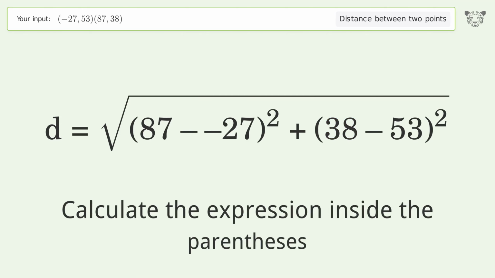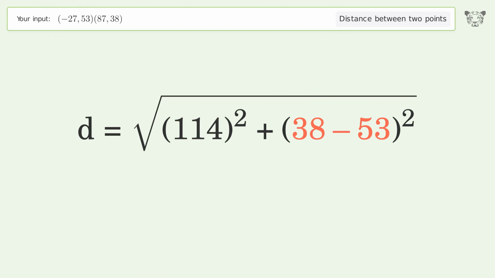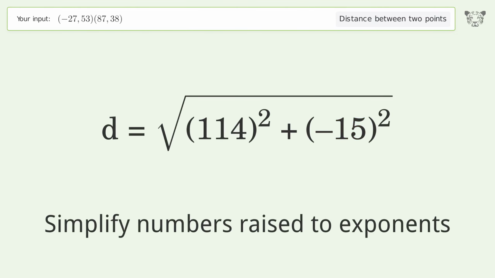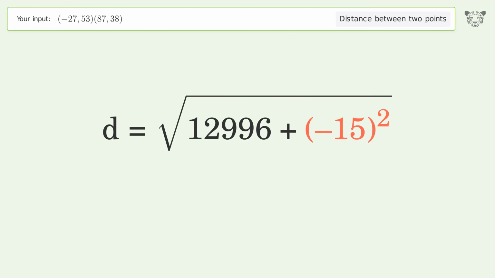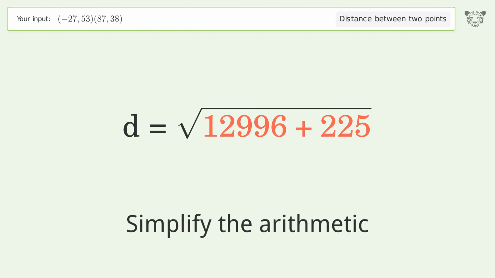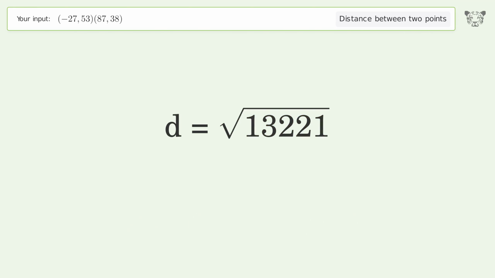Calculate the expression inside the parentheses. Simplify numbers raised to exponents. Simplify the arithmetic. And so the distance between the 2 points is the square root of 13,221 or 114.983.